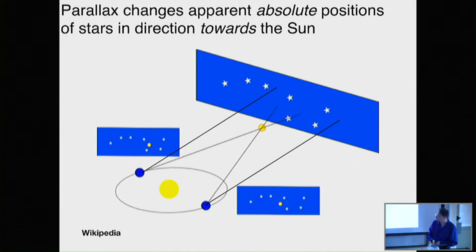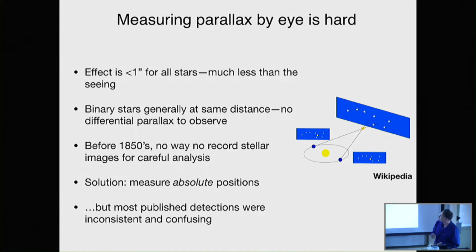The problem is this is really, really hard to do by eye. We know today, and they had a good sense, that even with a telescope the effect was very small. It's less than an arc second. That's less than the seeing. You can't use binary stars because they're almost always at the same distance, so they share a parallax, so you can't do it differentially. There was no way to record a stellar image, so you had to do this by eye with a telescope. How are you going to do this?